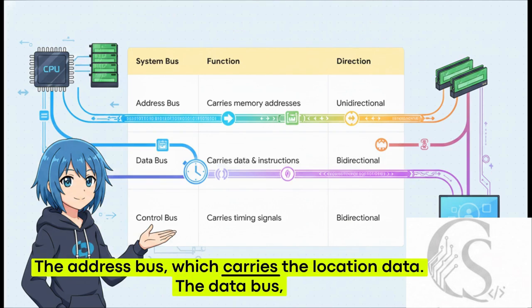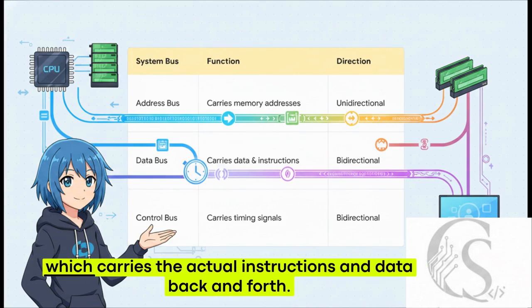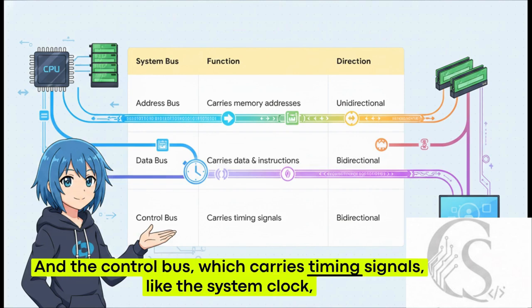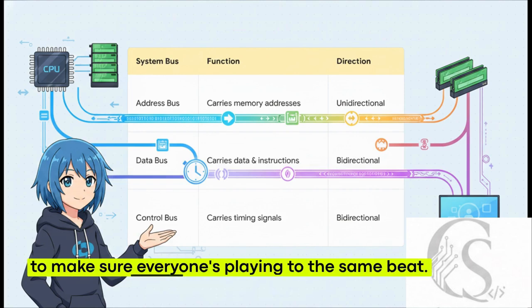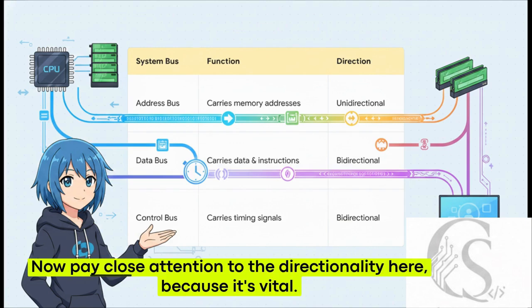The address bus, which carries the location data, the data bus, which carries the actual instructions and data back and forth, and the control bus, which carries timing signals like the system clock to make sure everyone's playing to the same beat. Now pay close attention to the directionality here because it's vital.